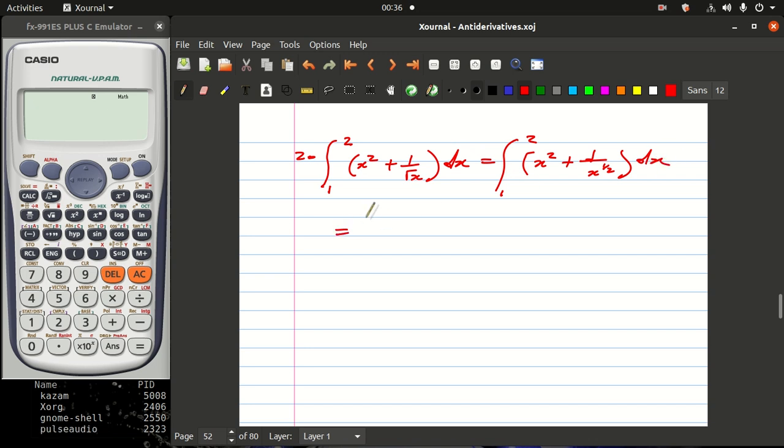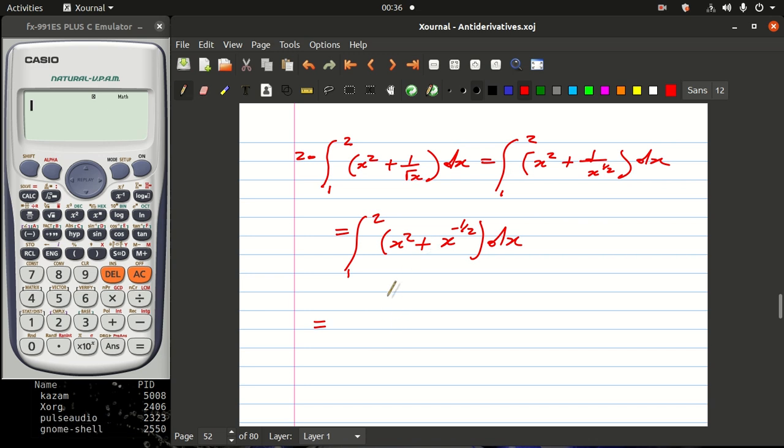I also want you to realize this is the same thing as x squared plus x raised to minus 1 over 2 dx. Because I have an addition of two functions, I can find the definite integral of the first and the definite integral of the second, which is not a big deal. Let me just find these definite integrals.